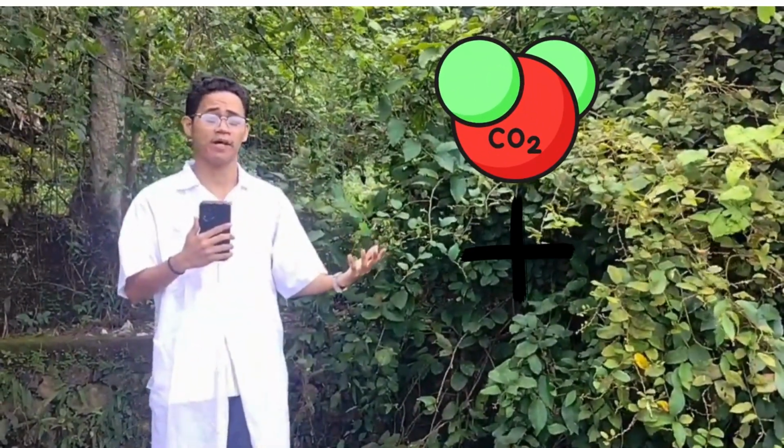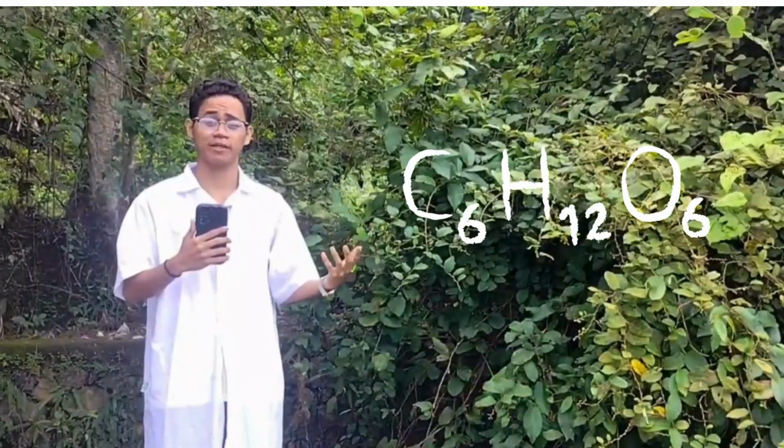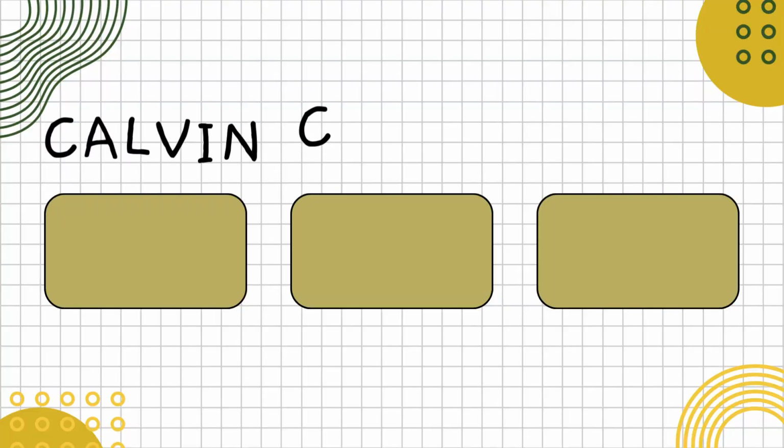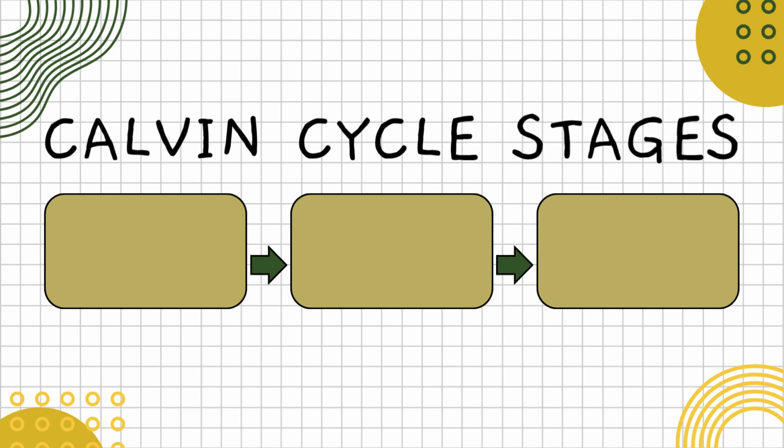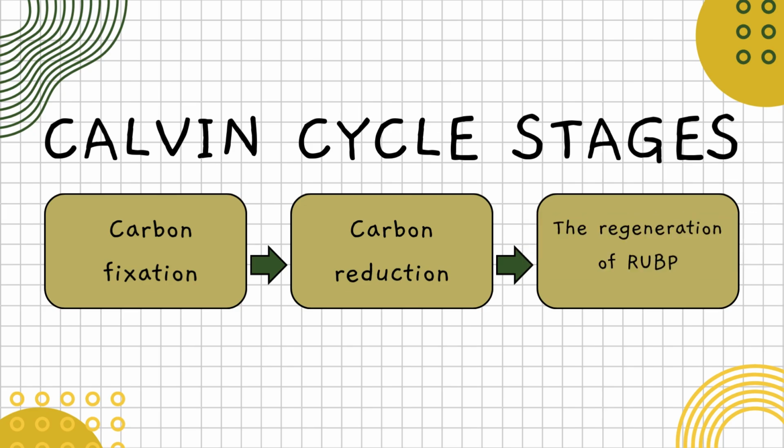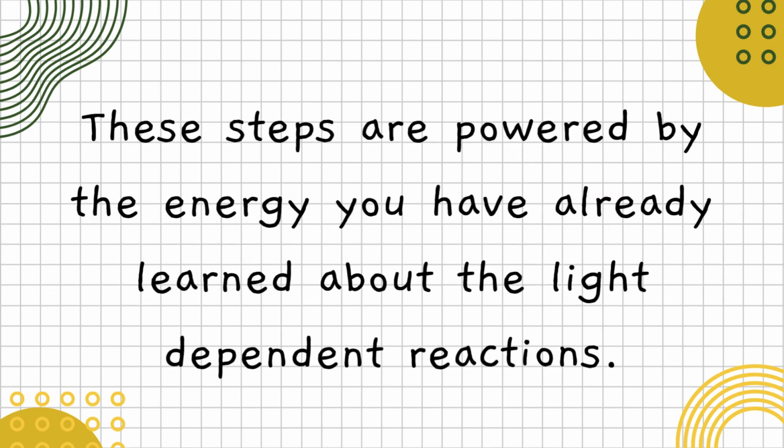Think of it as nature's food factory, taking raw ingredients like carbon dioxide and combining them with chemical energy to make something more edible. Amazing, isn't it? The Calvin cycle operates in three main stages. The first process is called carbon fixation. The second process is the reduction. And third and last is the regeneration of the starting molecules, RuBP or ribulose bisphosphate. These steps are powered by the energy you have already learned about in the light-dependent reactions.